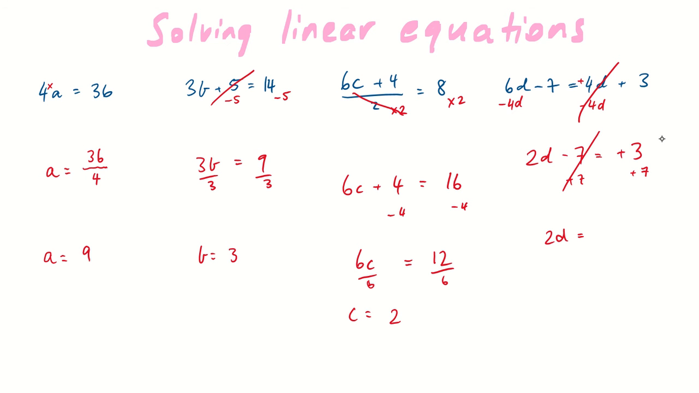2d equals 3 plus 7, which is 10. And then we divide by 2 because it's times. Divide by 2. Whatever we do to one side, we also do to the other. And finally, d equals 2.